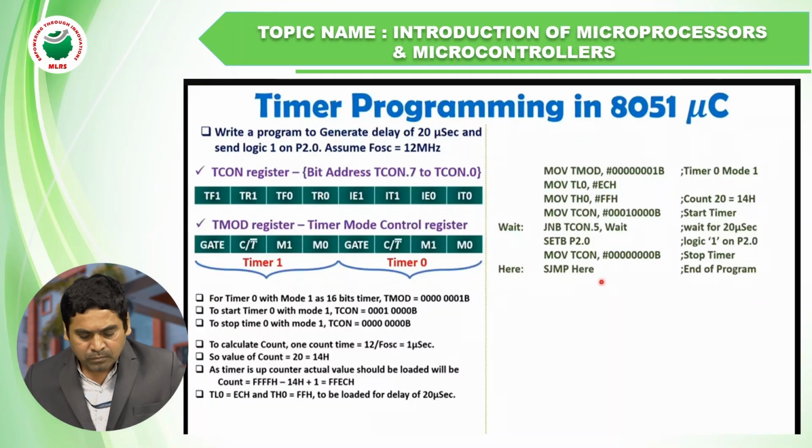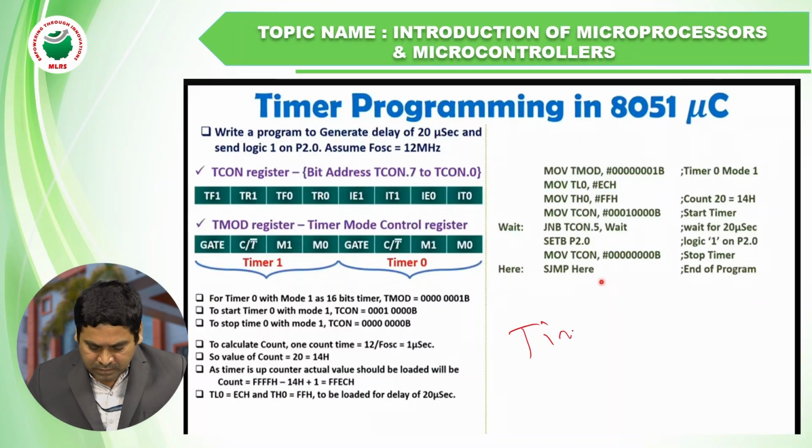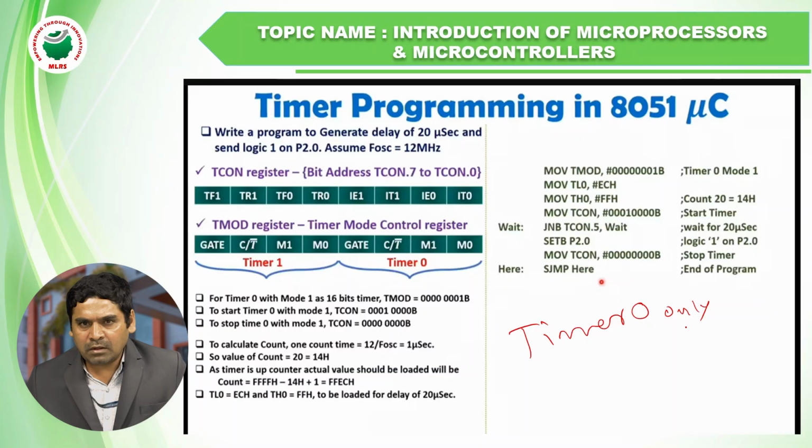One program: generate a delay of 20 microseconds and send logic 1 on P2.0, assuming the oscillator frequency is 12 megahertz. Here I am talking only about timer 0; you can analyze timer 1 yourself. Timer 0 mode 1 is used as it is in many microprocessors and microcontrollers, so we work with mode 1 only.